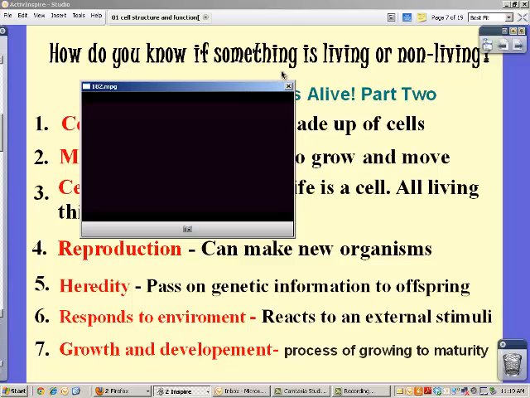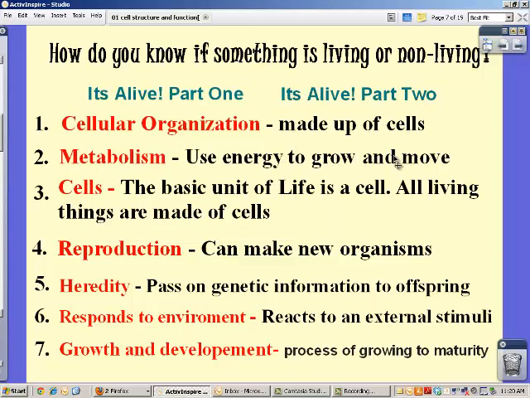It's alive, and so is it, and it, and it.